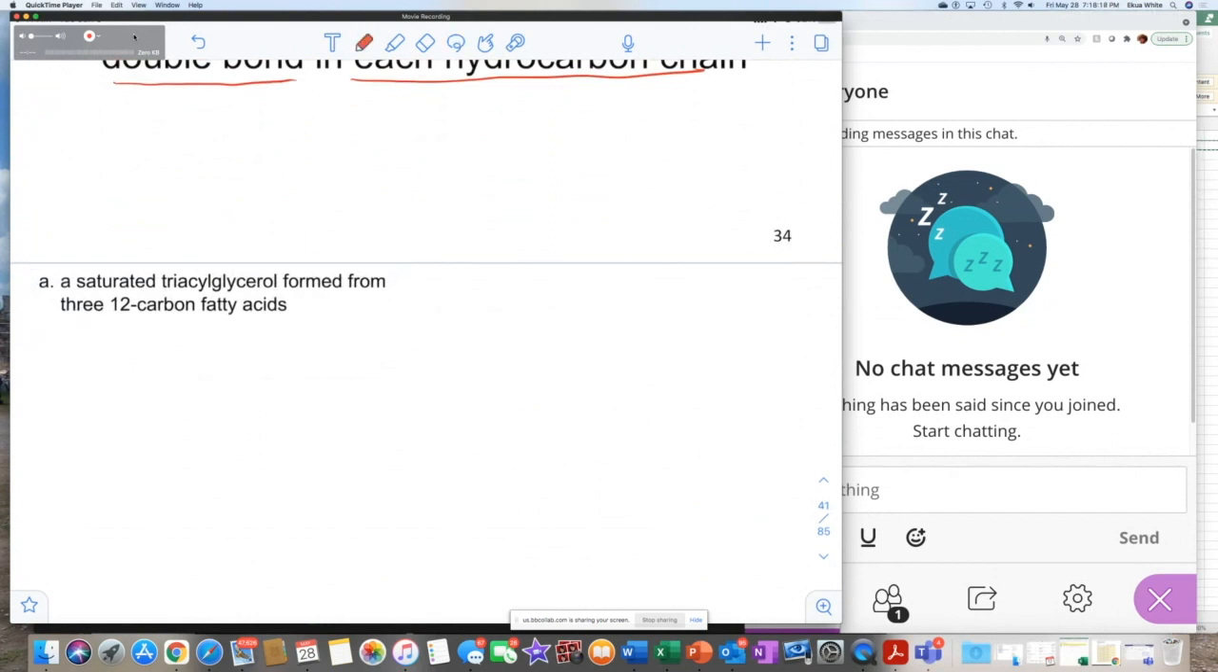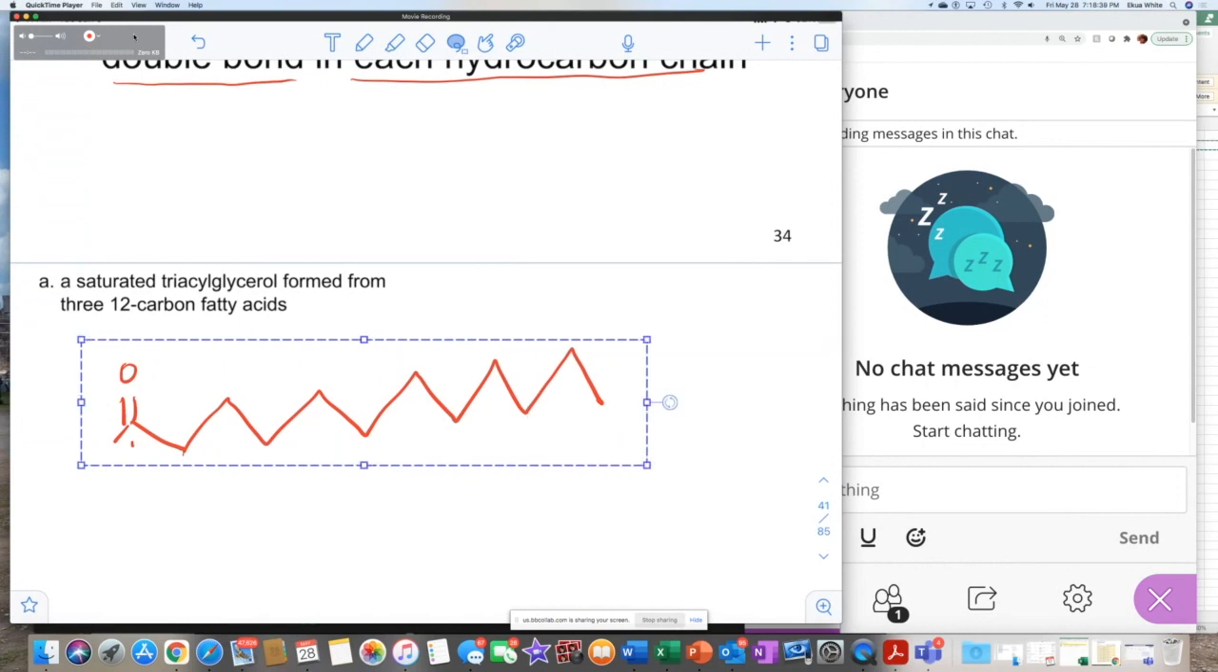12 carbon fatty acid. Okay, the first carbon is my carboxylic carbon. This is my first one. I keep forgetting. I'm going to do the skeletal one because that's the easiest. That's my first one. Second, third, fourth, fifth, sixth, seventh, eighth, ninth, 10, 11, 12. Okay, and I'm going to draw this 3 times. Drawing is the same thing as copying and pasting right now.